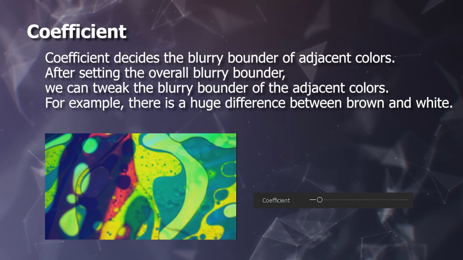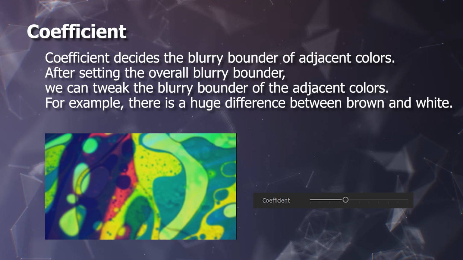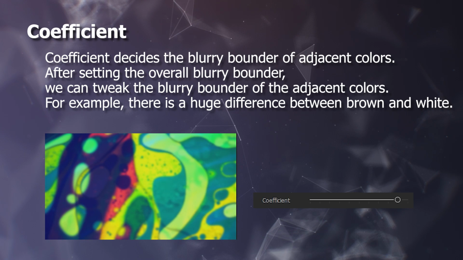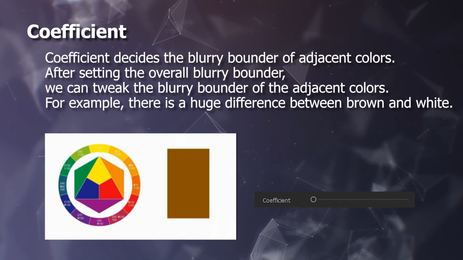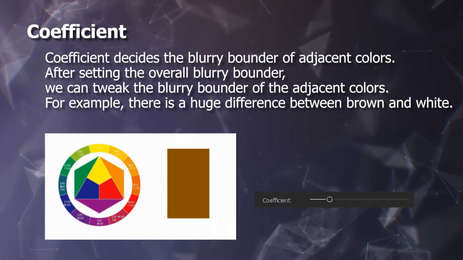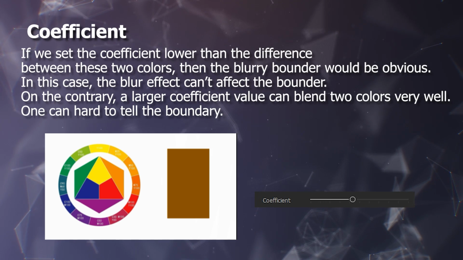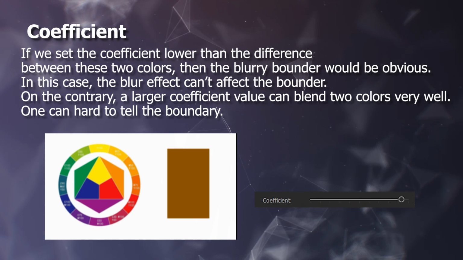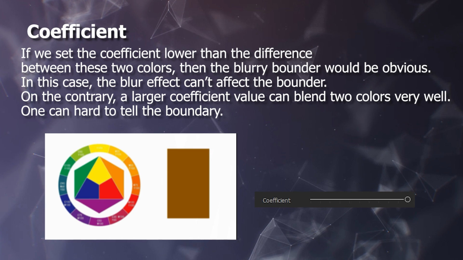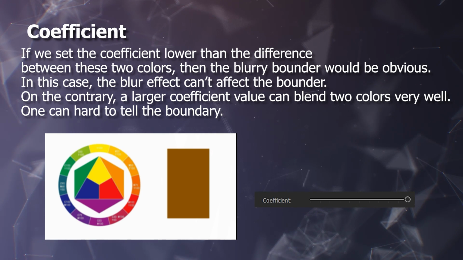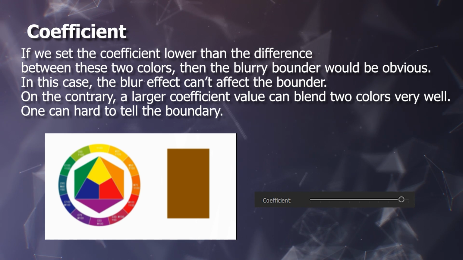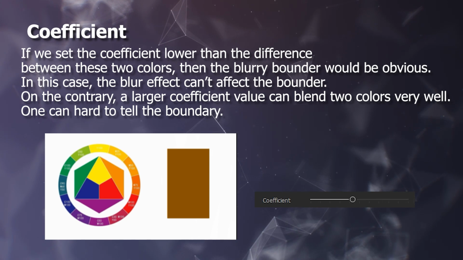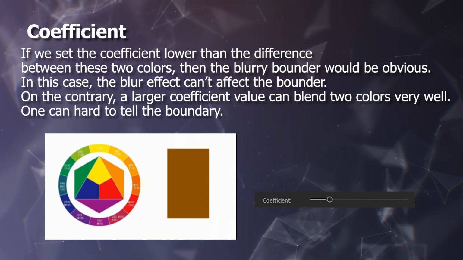Coefficient decides the blurry boundary of adjacent colors. After setting the overall blurry boundary, we can tweak the blurry boundary of adjacent colors. For example, there is a huge difference between brown and white. If we set the coefficient lower than the difference between these two colors, then the boundary would still be obvious. In this case, the blur effects can barely affect the boundary. On the contrary, a larger coefficient value can blend the two colors very well. One can hardly tell the boundary.